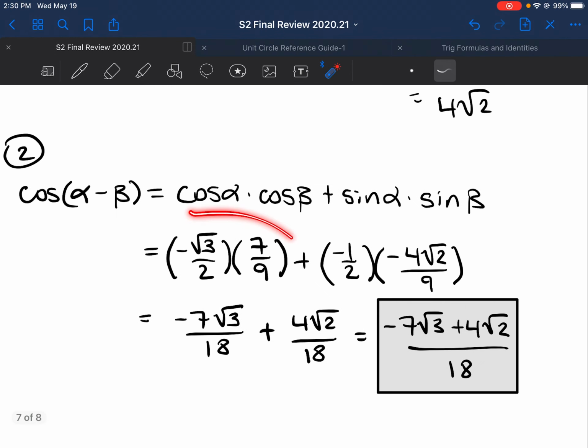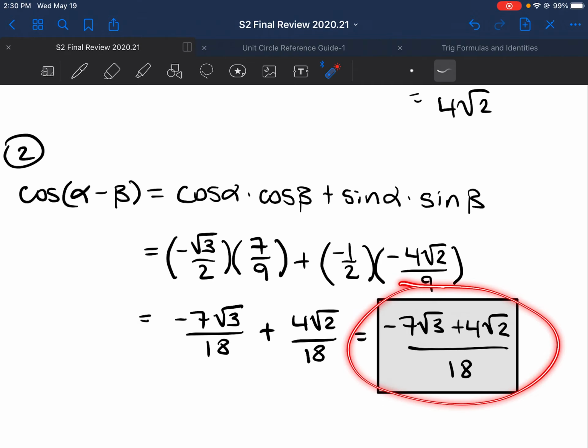Going through with those calculations, negative root 3 over 2 times 7/9 is negative 7 root 3 over 18. And negative 1/2 times negative 4 root 2 over 9 is going to be 4 root 2 over 18, giving us this as our final answer.